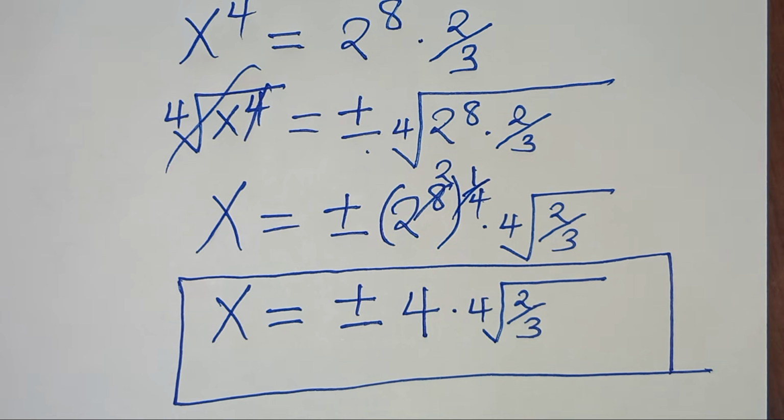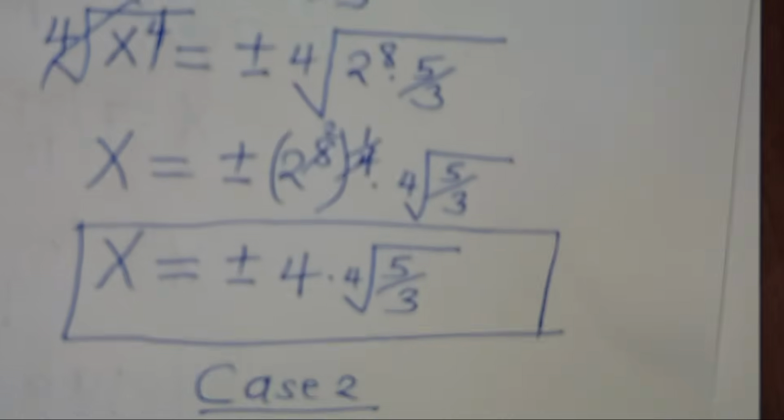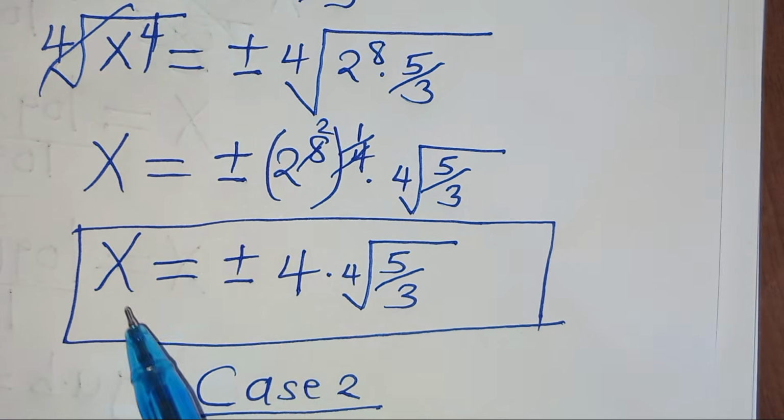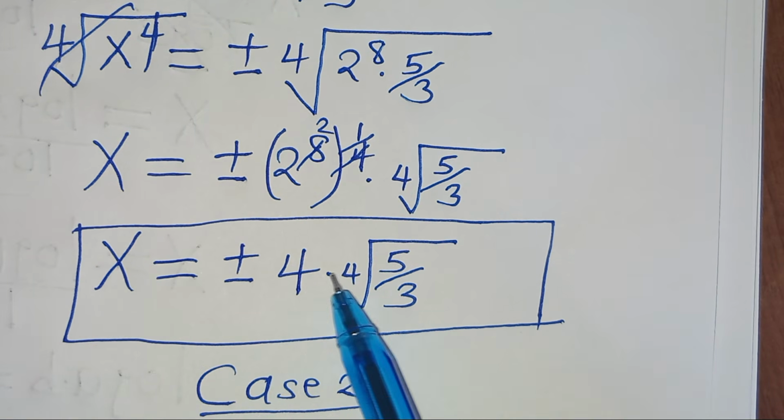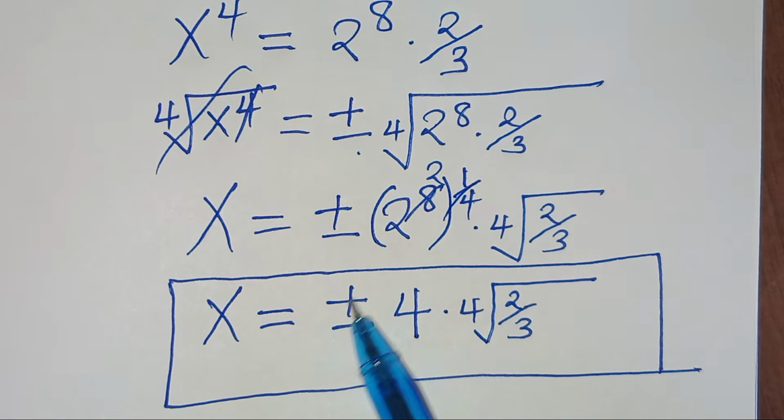So in total, we have got 4 solutions for this algebra problem. In case 1, we have x is plus or minus 4 multiplied by the fourth root of 5 over 3. In case 2, we have x is plus or minus 4 multiplied by the fourth root of 2 over 3.